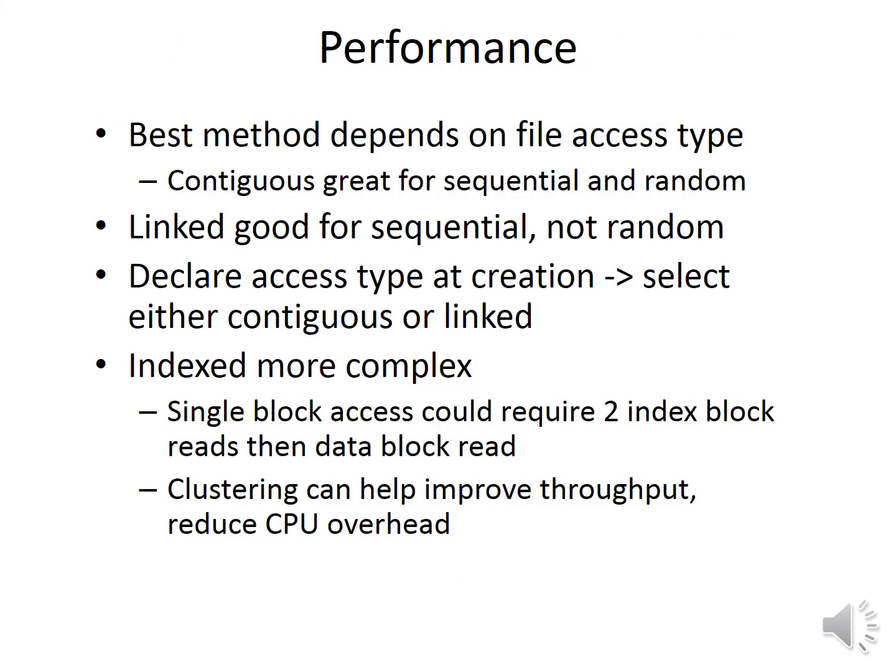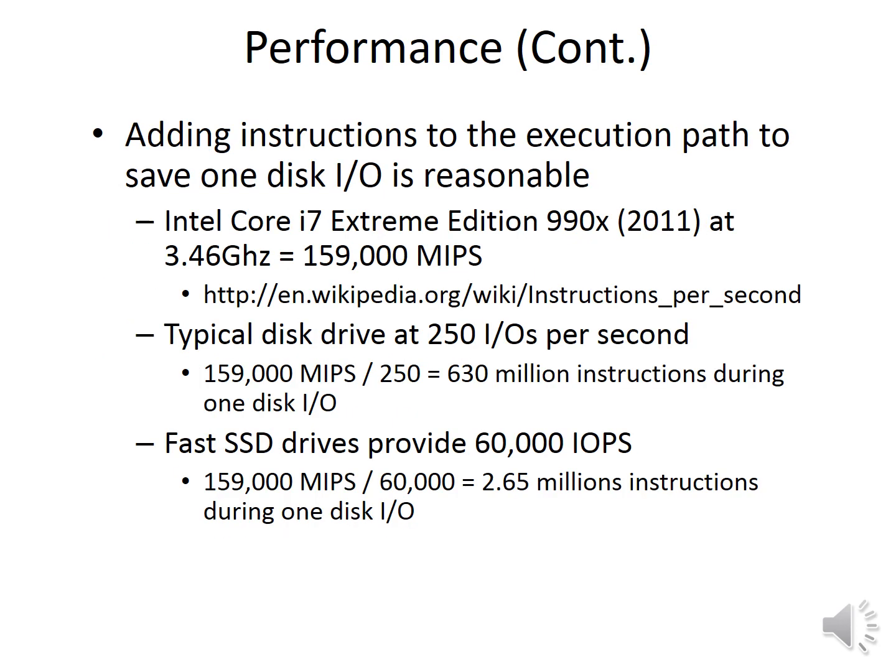Performance: the best method depends upon which file access method will be used. Contiguous is great for sequential and random access. Linked is good for sequential, not for random. So declare the access type at creation, and select either contiguous or linked. Indexing is more complex, because a single block access could require two index block reads and then the data block read. Clustering can help improve throughput and reduces overhead.